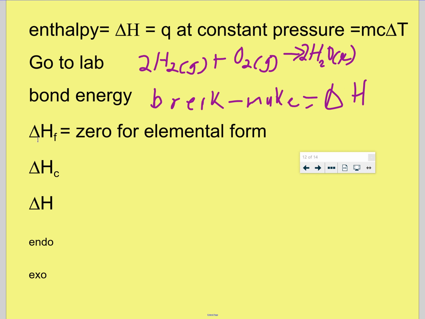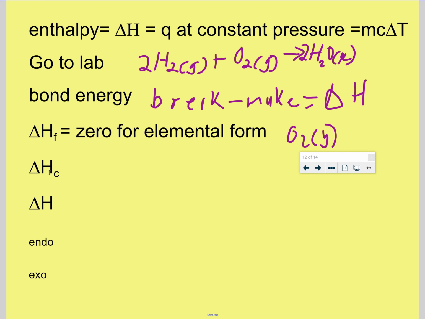We have delta H of formation, which is common to have a table of, and this is at 25 degrees Celsius and 1 atmosphere, which is like what it normally is around for room temperature. And we had to set things to 0 for this, and so element form is 0, so this is your O2 gas, or your carbon that's in graphite form.